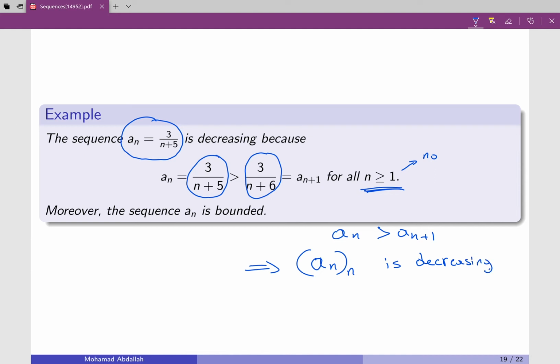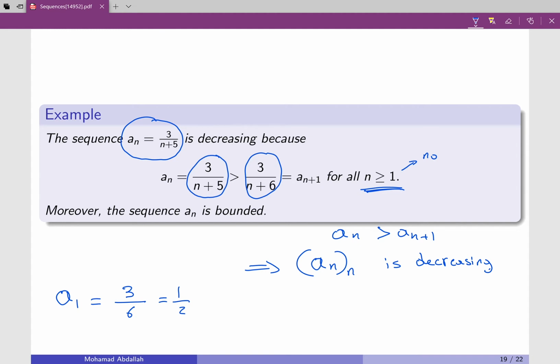So here I am saying also that it's bounded because you can see that it's bounded above and below. It's bounded above by, well, you can have more than one bound above. You can say any number bigger than, I think, 1, because the biggest value actually is a1. a1 is 3 over 6, which is 1/2. And then we are saying that an is bigger than an plus 1 for all n greater or equal to 1. So certainly a2 will be smaller than this, a3 will be smaller, and so on.